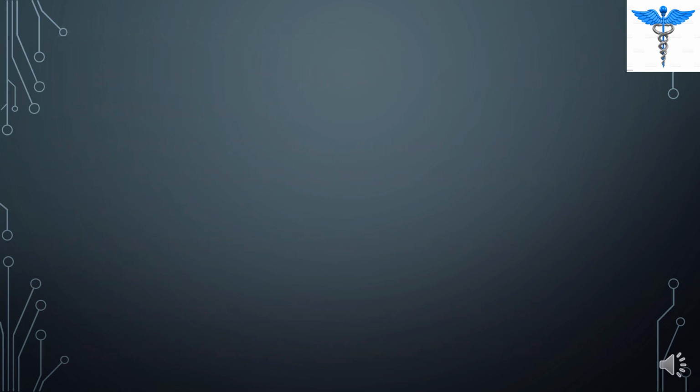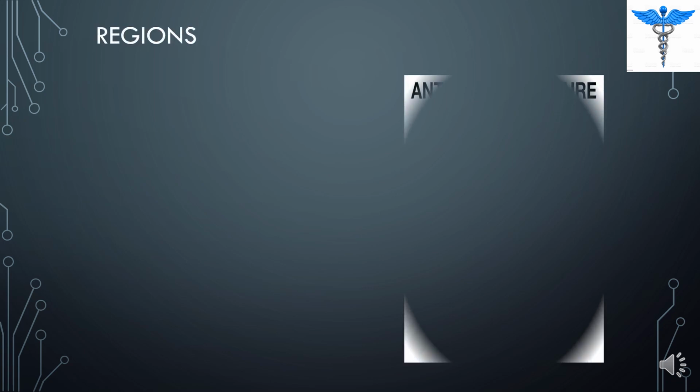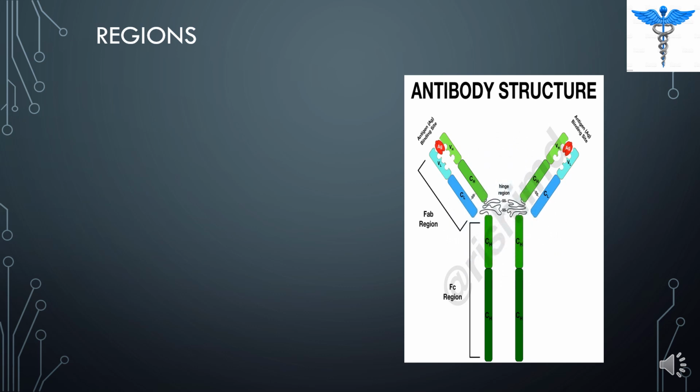Now coming towards the regions of antibodies. Antibodies have 2 regions. One is the variable while the other one is constant. With variable you can see V written, while with constant the C is written. As I discussed earlier, the antibody has 4 polypeptide chains, 2 heavy and 2 light. The heavy is highlighted in green while the light is highlighted in blue.